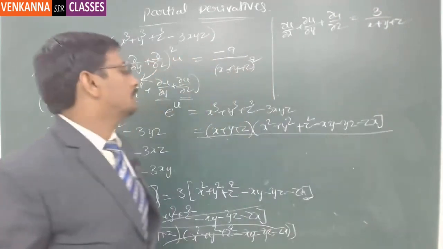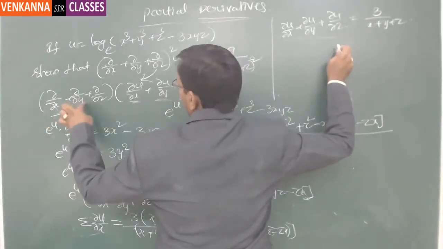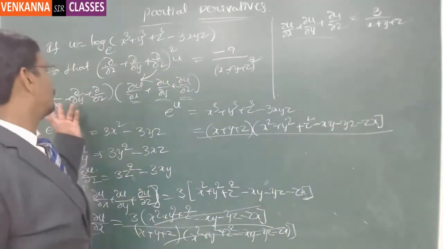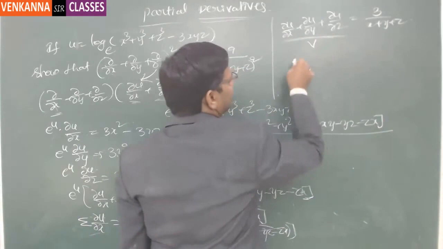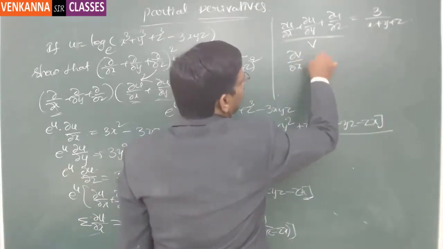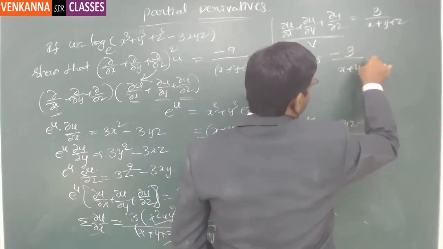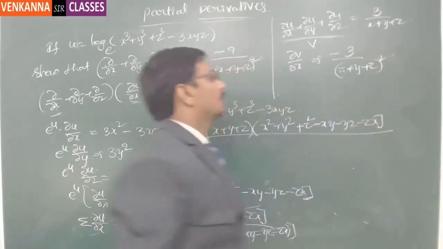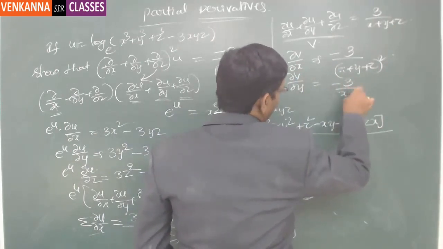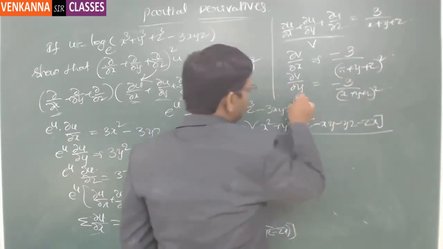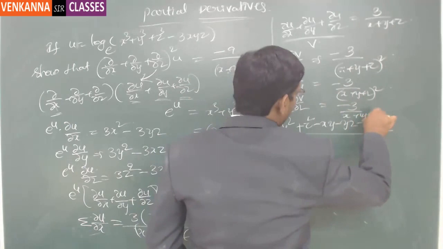Then you need to again do the differentiation with the sum of ∂/∂x, ∂/∂y and ∂/∂z. Now, if I take only ∂/∂x, I call this function v, let us say. Then ∂v/∂x is nothing but the derivative of this. This is minus 3 by (x plus y plus z) whole square. And similarly, ∂v/∂y is again minus 3 by (x plus y plus z) whole square. Similarly, ∂v/∂z is equal to minus 3 by (x plus y plus z) whole square.